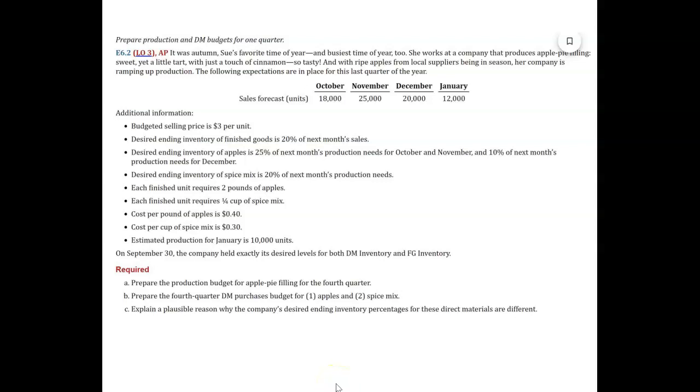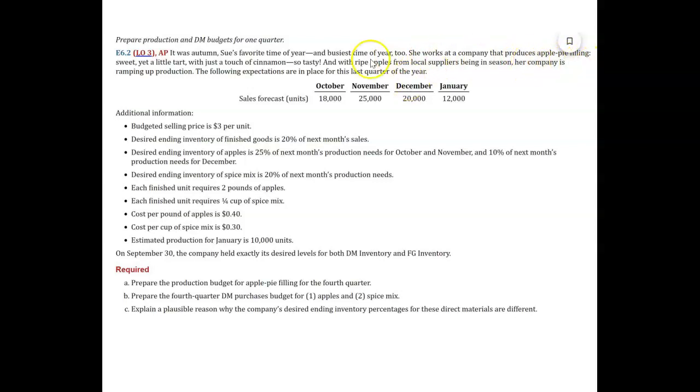Okay, this is class problem 6.2, and we've got to prepare a production and a direct material budget for 1 quarter. And this one's a little bit different because it has 2 direct material inputs. So it's autumn, Sue's favorite time of year, busiest time of year. She works at a company that produces apple pie filling.